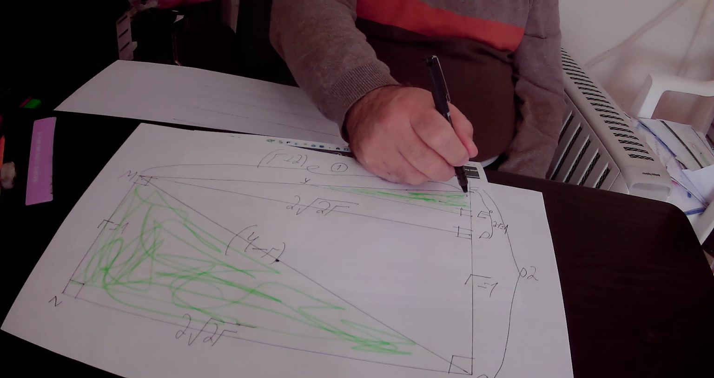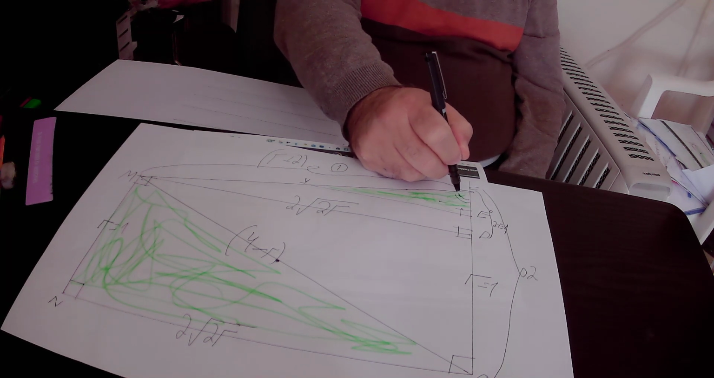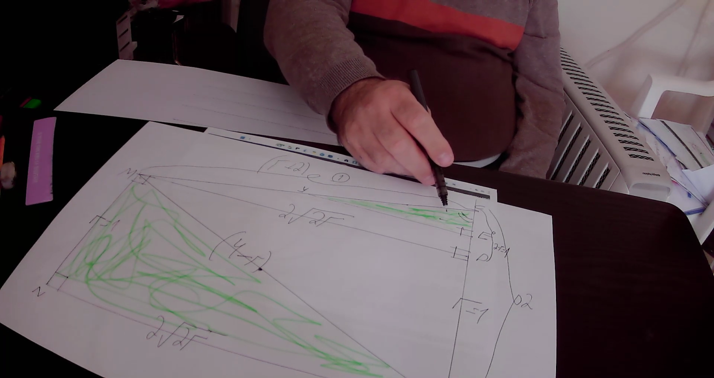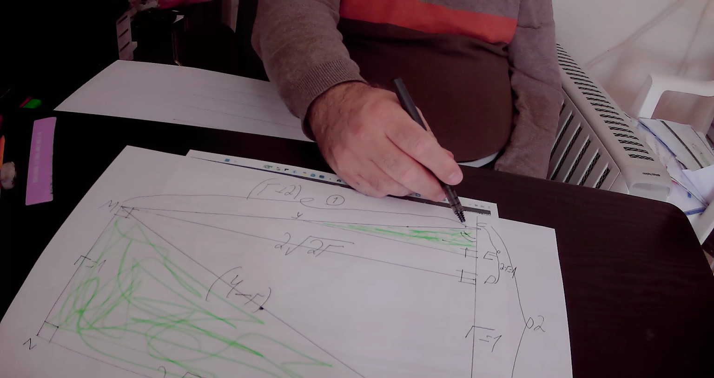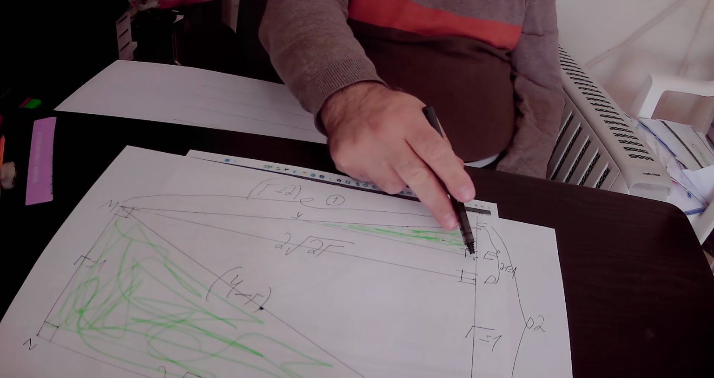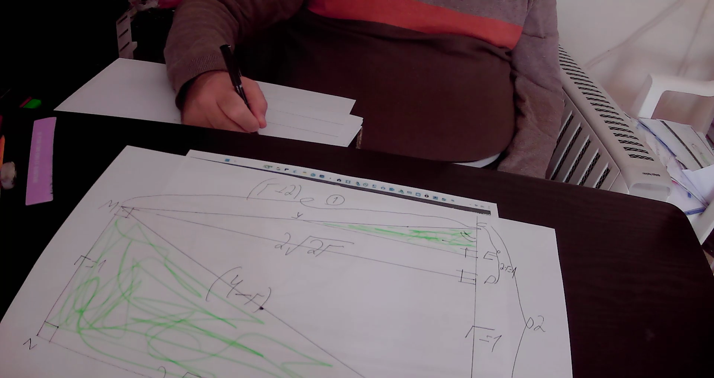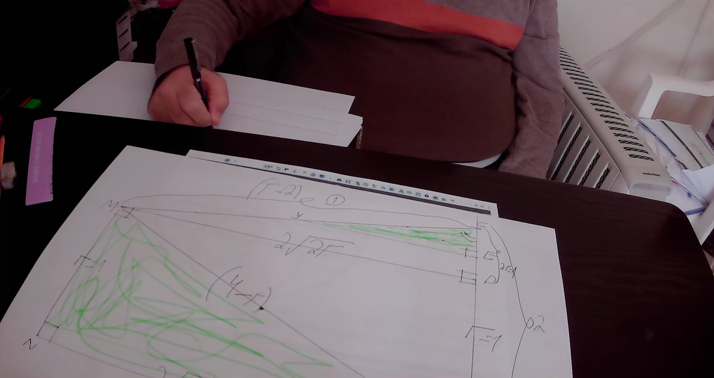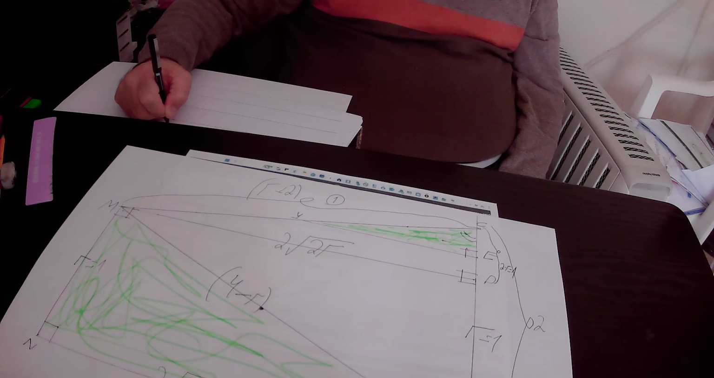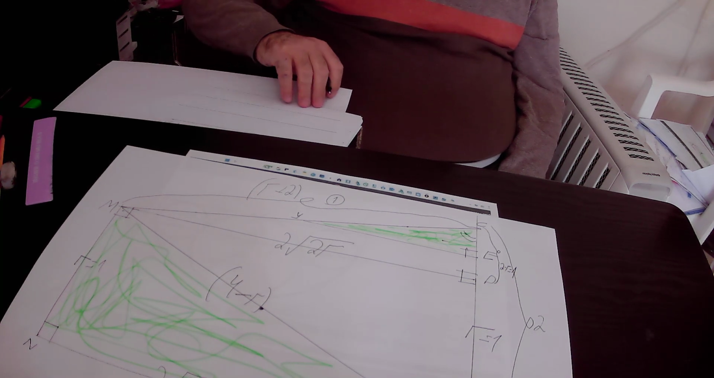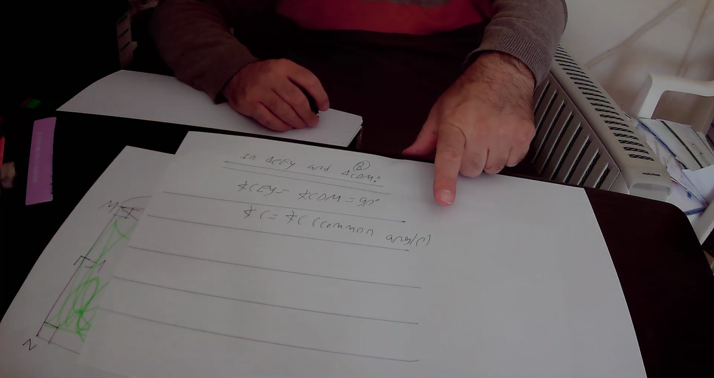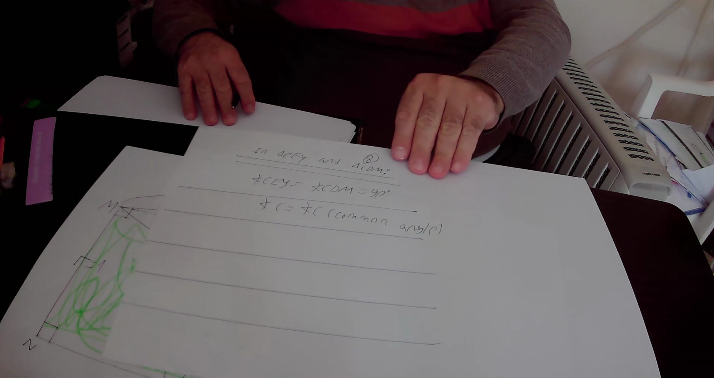And we also have this angle, angle C, is a common angle. Angle C belongs to the green triangle, and this angle, angle C, belongs also to the right triangle, triangle CDM. Therefore, we can write down that angle C equals to angle C is a common angle that belongs to both triangles.